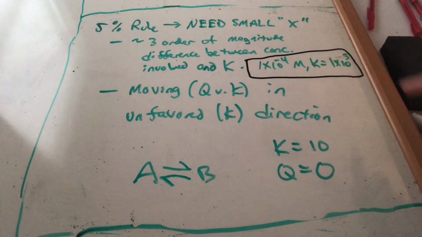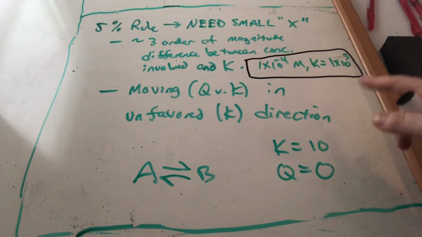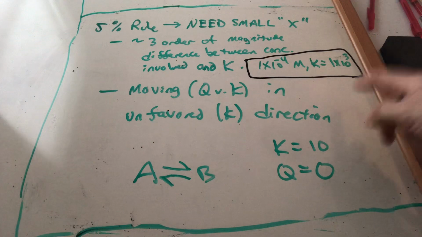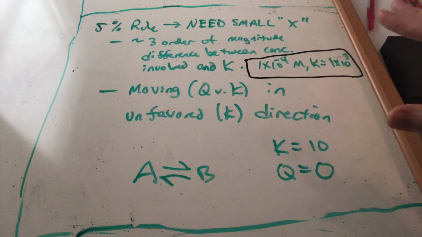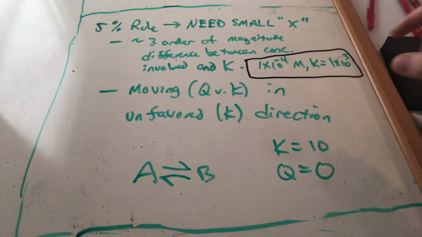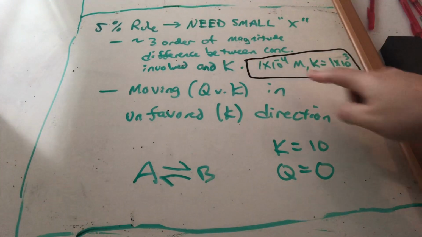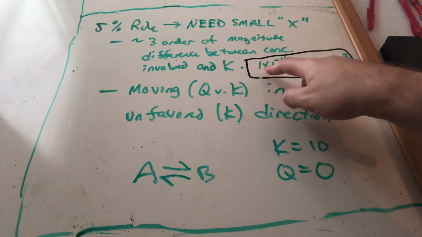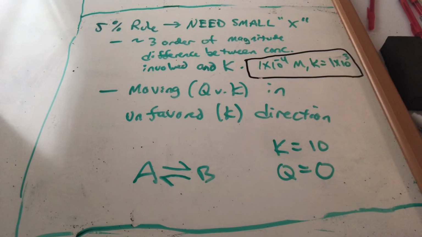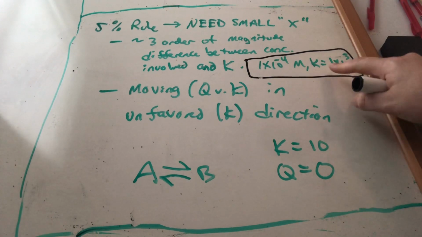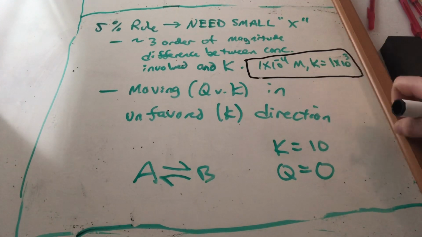So I just wrote down this quick little example here to show you a situation where you might have a small x. Now you need both of these to be true to have a small x, but let's just focus on the top first. What's a 3 order of magnitude difference? Here I'm looking inside my ICE table and I see that I have a 10 to the minus 4th molar. And that's the biggest concentration that I have in that ICE table. My K is 10 to the 3rd.